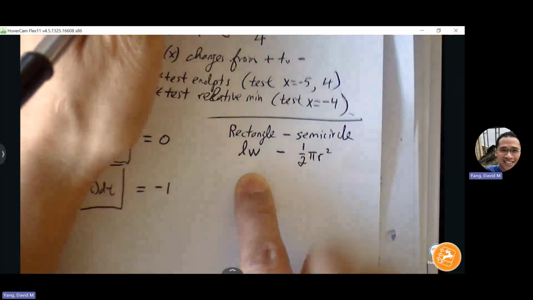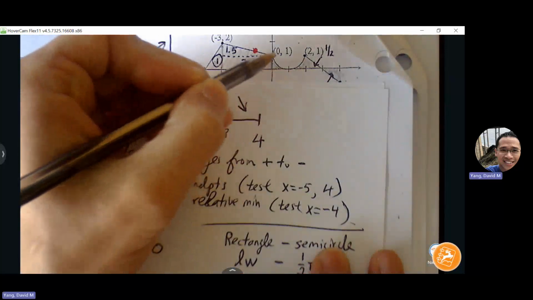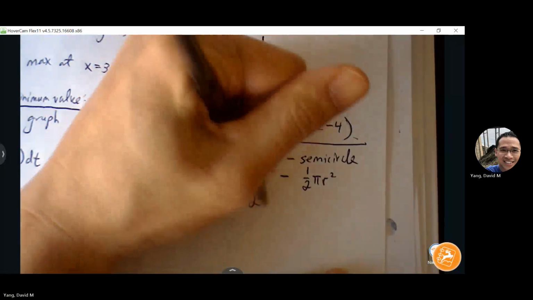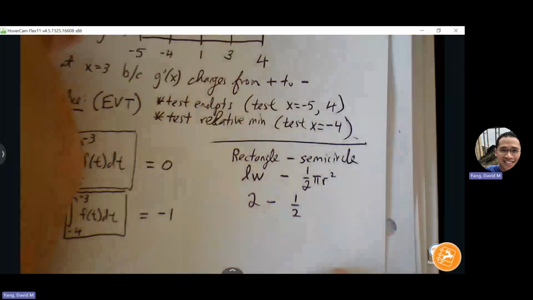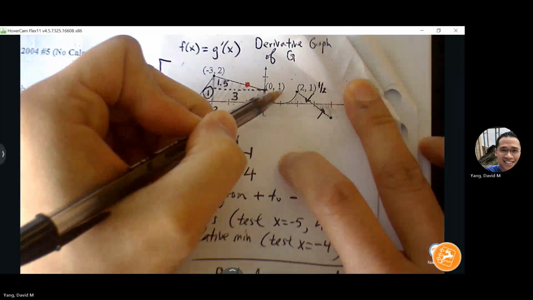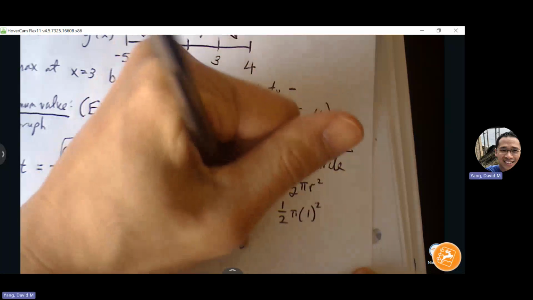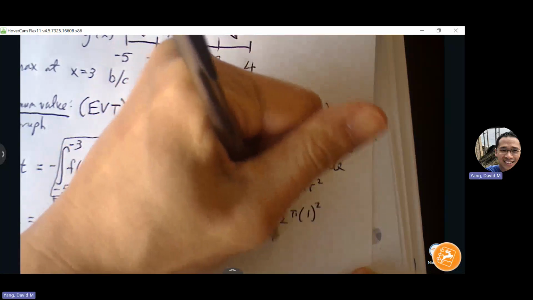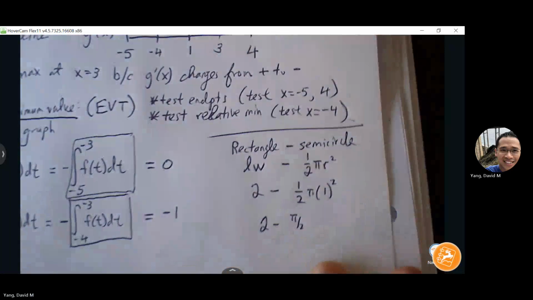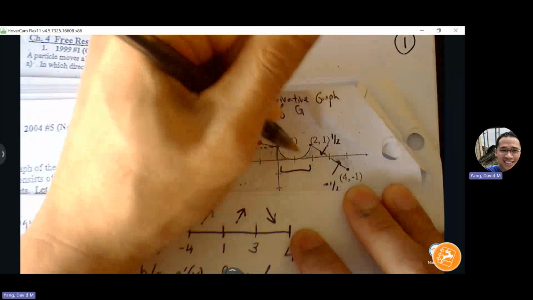Okay, so what's the area of this rectangle here? It's 2, right? 2 times 1 is 2. And then what's the radius of the semicircle? 1. It's just this distance, right? 1. Okay, so 1/2 pi times 1. So 2 minus pi over 2. Right, so this whole region here is 2 minus pi over 2.